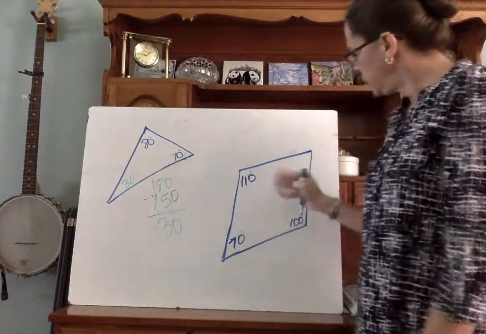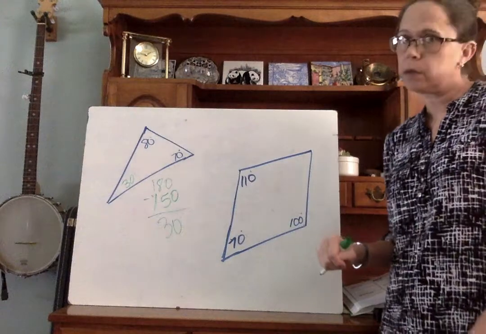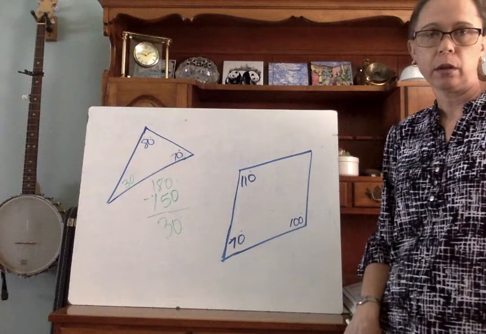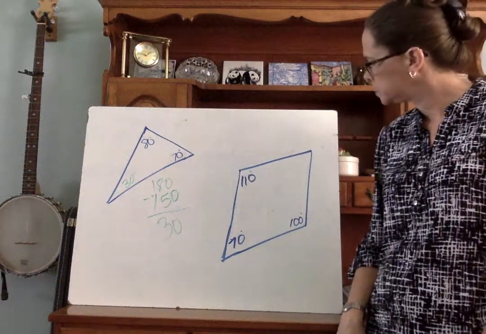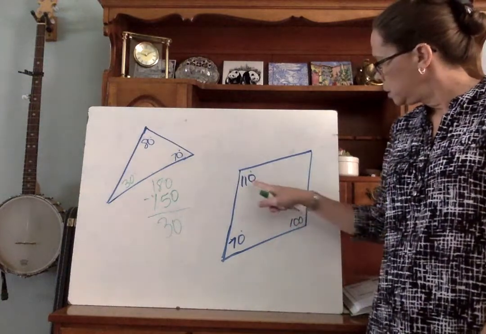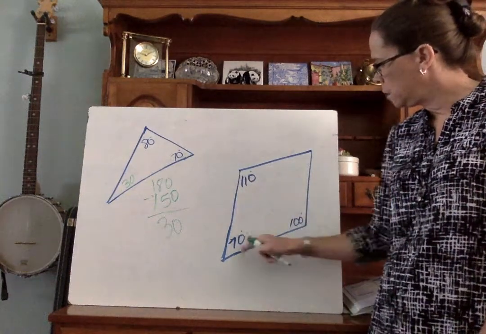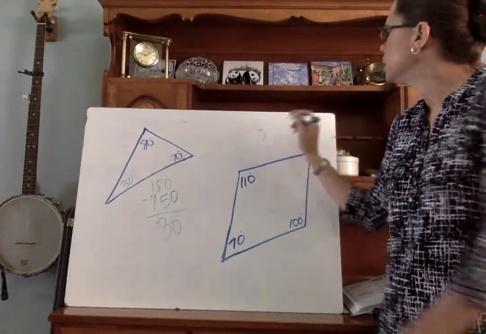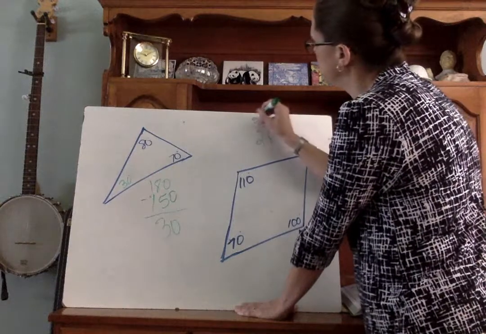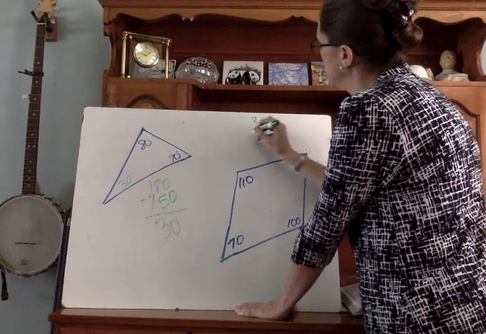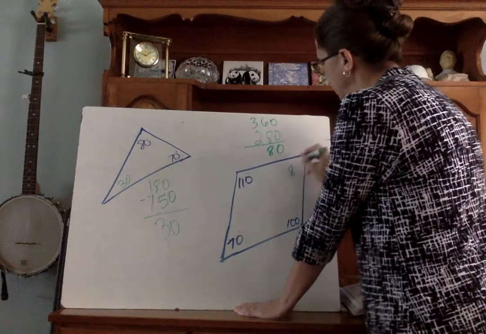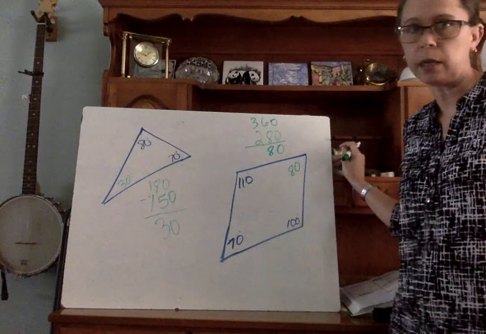Okay? This time I have a quadrilateral. Remember what the angles of a quadrilateral must add up to, and see if you can figure out our final angle here. 100 plus 110 is 210, plus 70 is 280. I know that all the angles of a quadrilateral must add up to 360. So 360 minus 280 leaves me with 80 degrees for my missing angle.